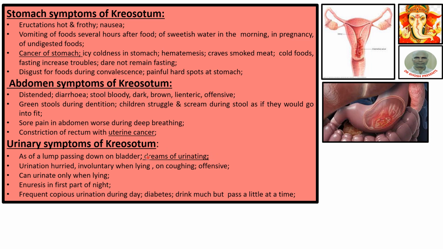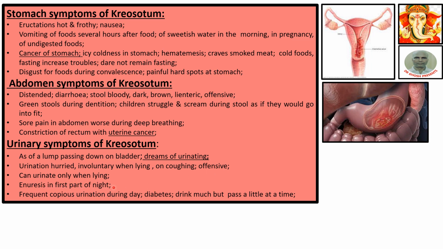The single symptom, if a person reports that he very often notices this symptom, dreams of urinating, you can directly give Kreosotum. You do not require to collect other symptoms. It is so specific, dreams of urinating. Urination hurried, involuntary when lying. On coughing, offensive. Can urinate only when lying.